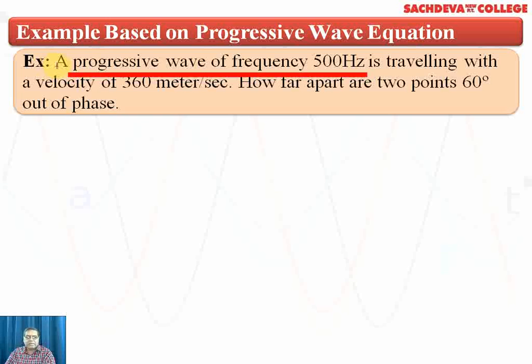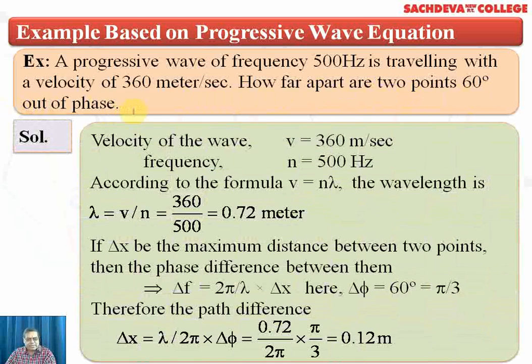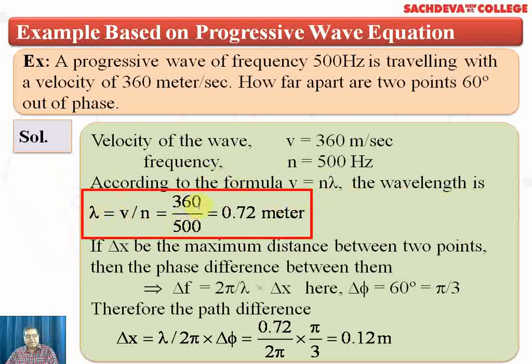So there is a progressive wave with a frequency of 500 hertz, traveling with a velocity of 360 meters per second. How far apart are two points that are 60 degrees out of phase? The velocity of the wave is given and the frequency is 500. According to the formula, v = nλ, so the wavelength λ is v by n. We computed the values of v and n and our result comes to 0.72 meters.